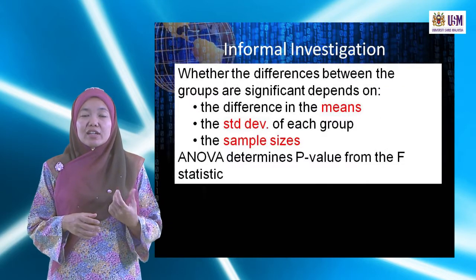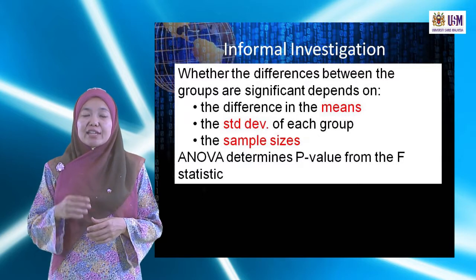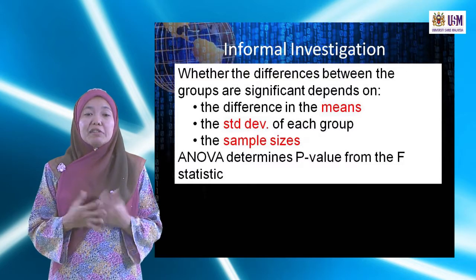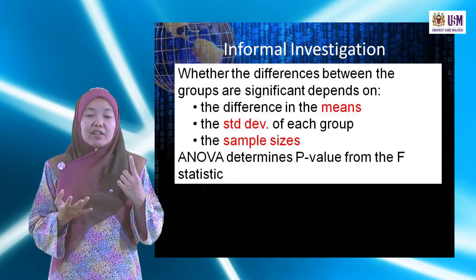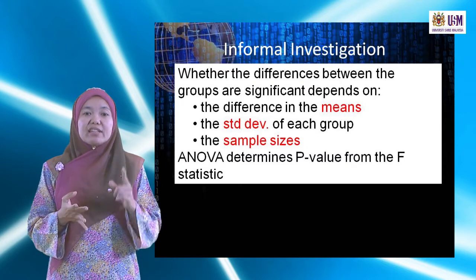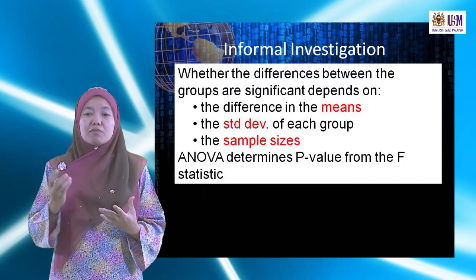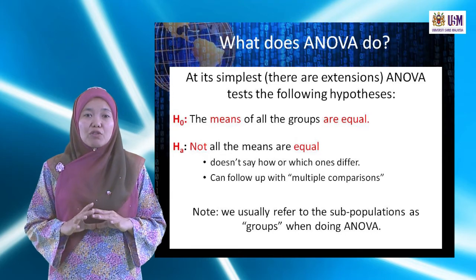When it comes to the informal investigation of the case on hand, we are going to look at whether the difference between the groups is significant or not, which will depend on, number one, the difference in the means, and the standard deviation of each group and the sample size. So ANOVA will determine the p-value from the F statistic. So next, we are going to look at what ANOVA does.